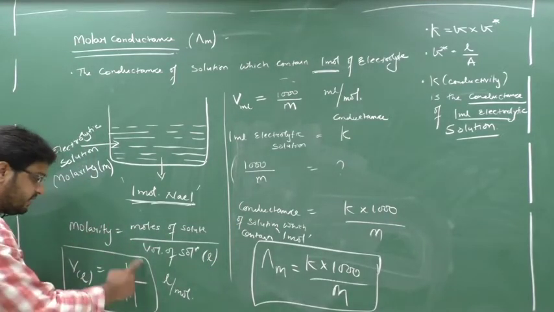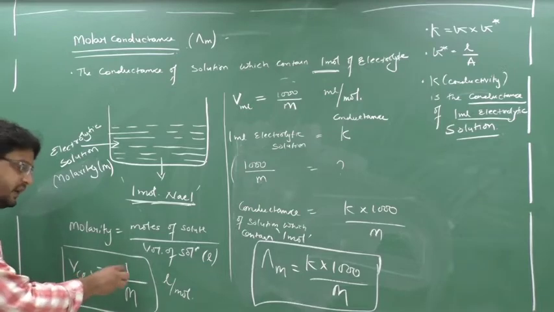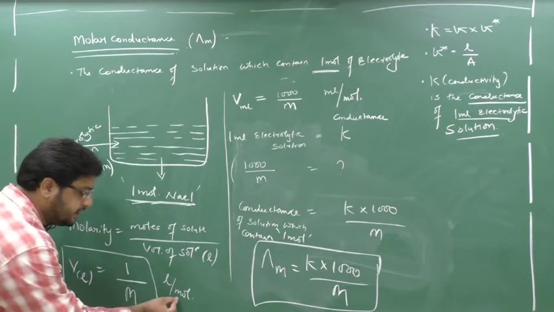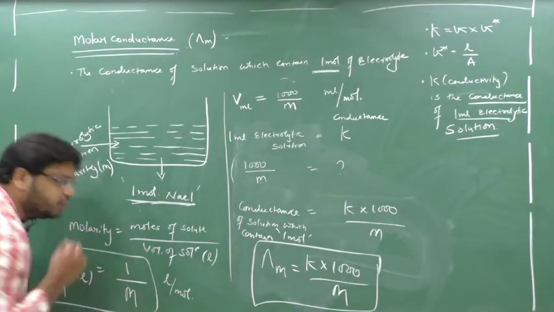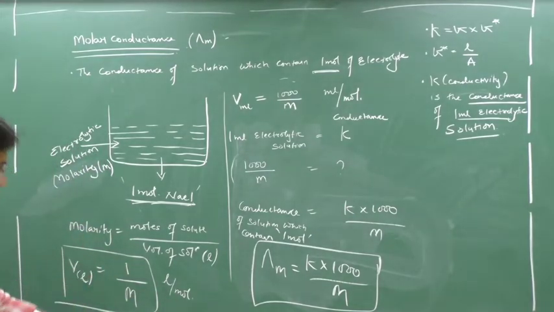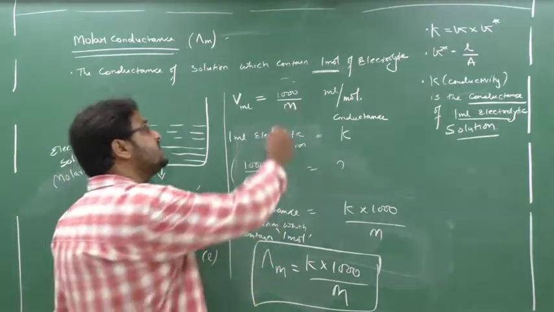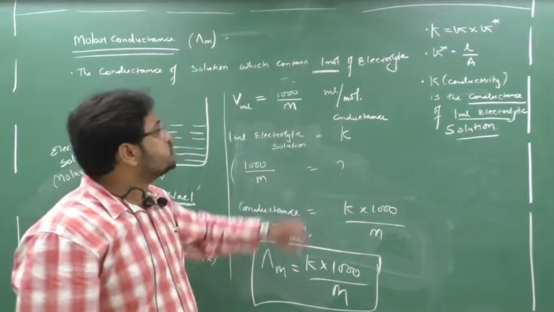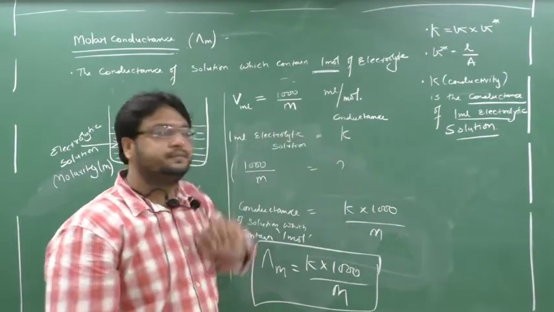Now this will give me the volume in terms of liters, but for how many moles? For 1 mole. That's why I have written liter per mole. Now I am converting this liter in terms of ml, so this gives me the solution in ml for 1 mole. So I have written here ml per mole.